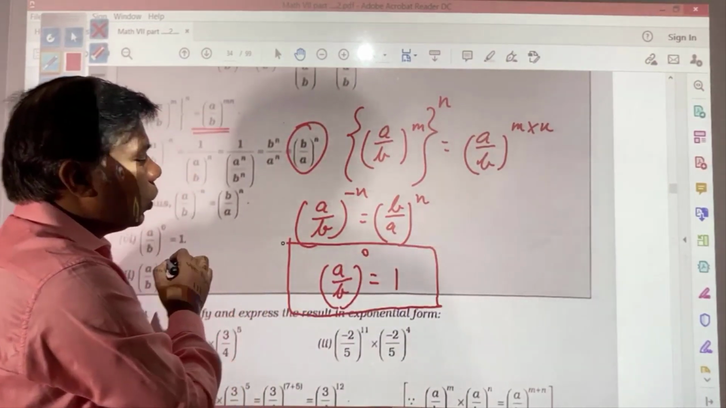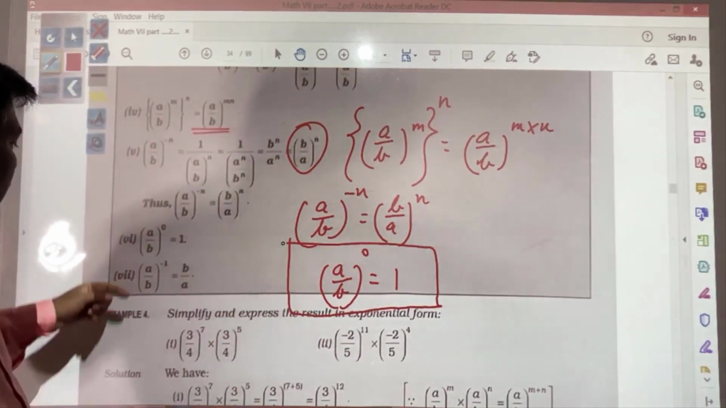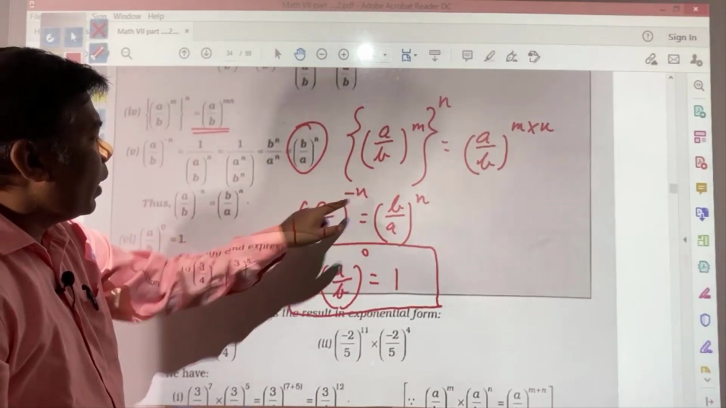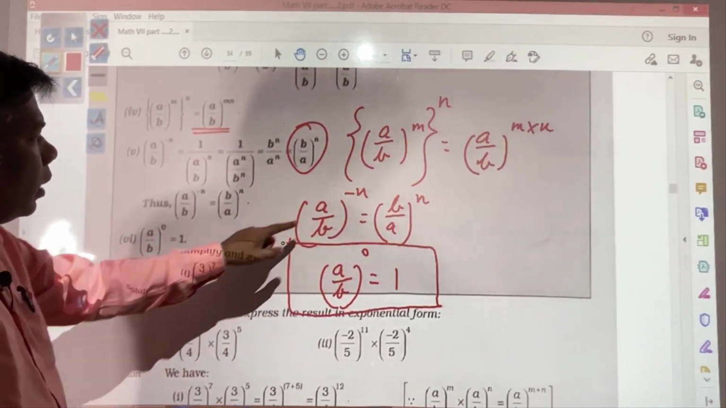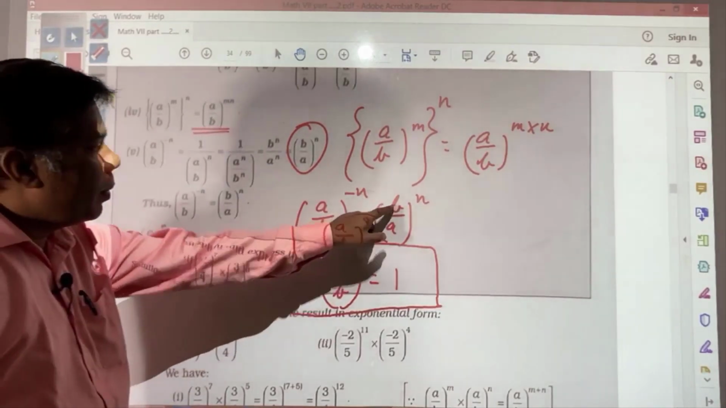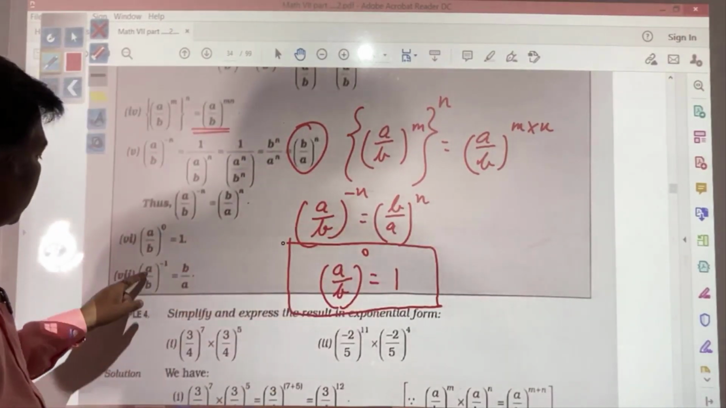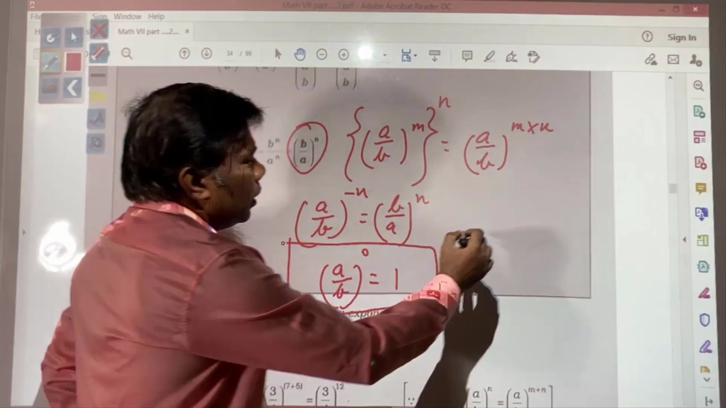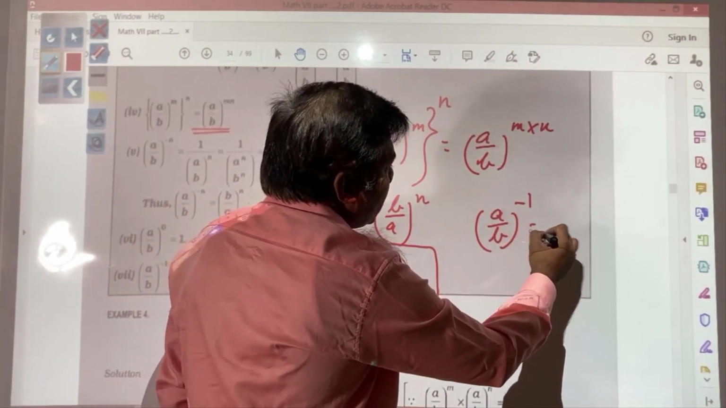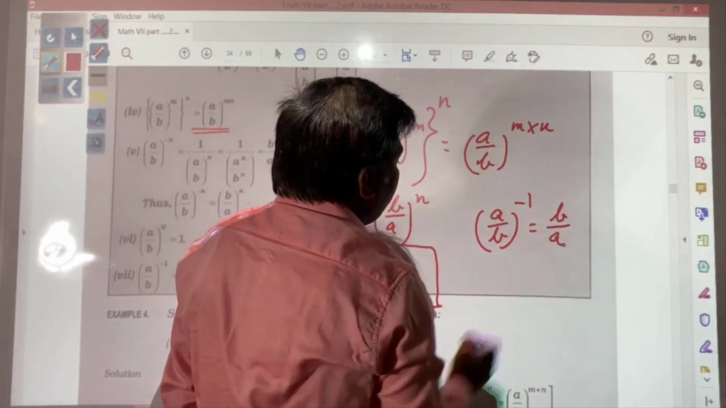Many of you make mistakes here many times. For (a/b) inverse, the same formula applies, and in place of n you have 1. So the inverse of this we will write as (b/a)^1. It means (a/b)^(-1) will be equal to b/a.